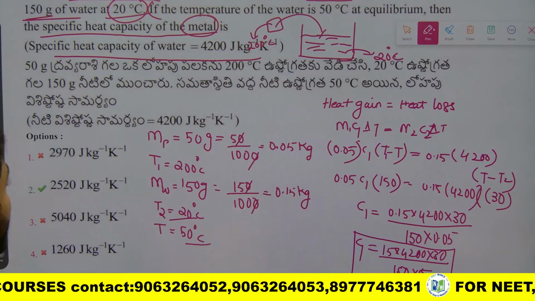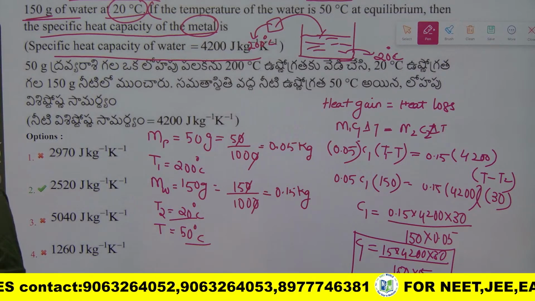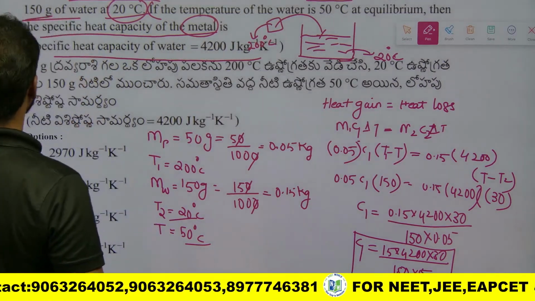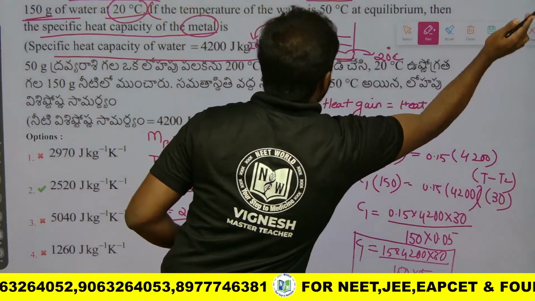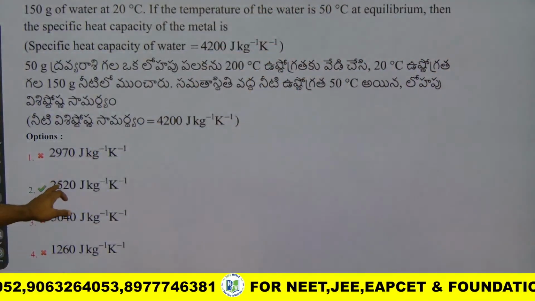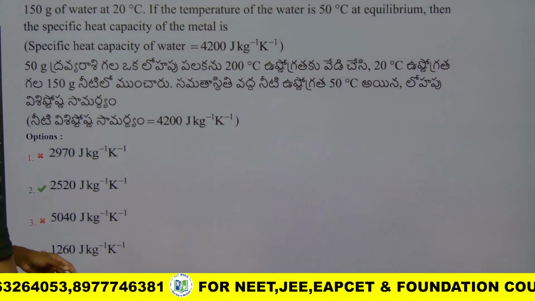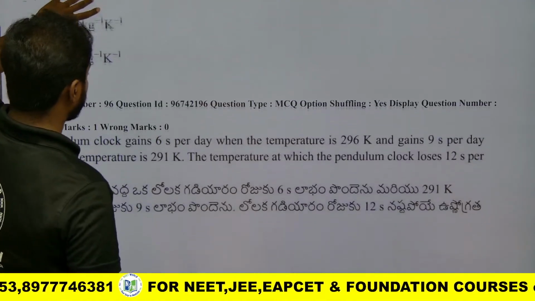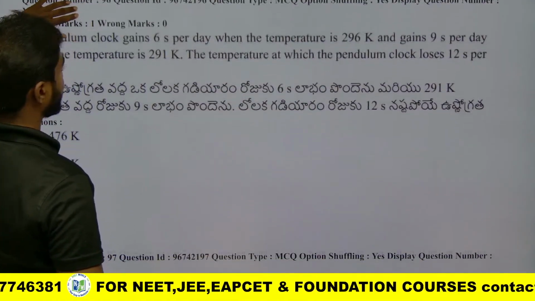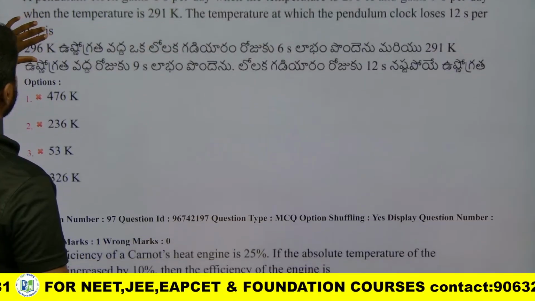Okay, we'll go for the next question, guys. Hope it's clear. What is the answer given? Yeah, 2520 is the answer. Next question, question number 96.